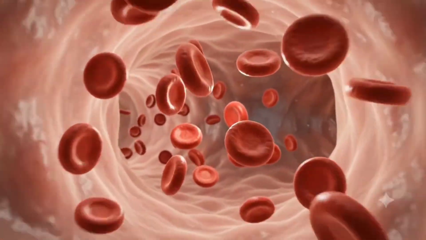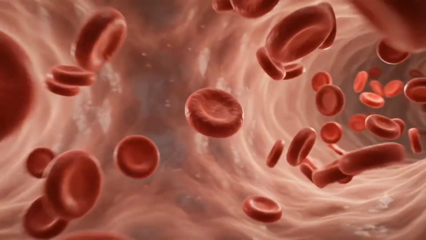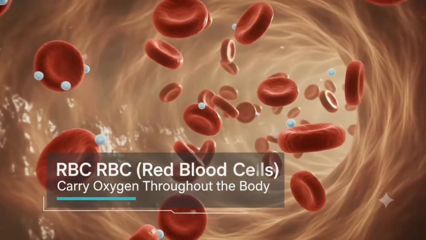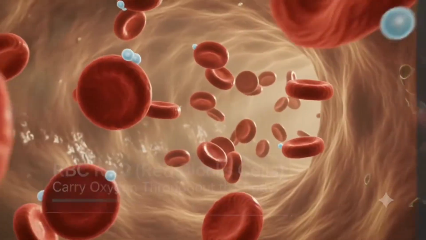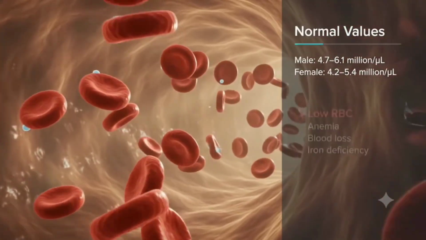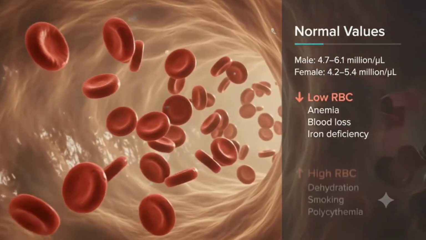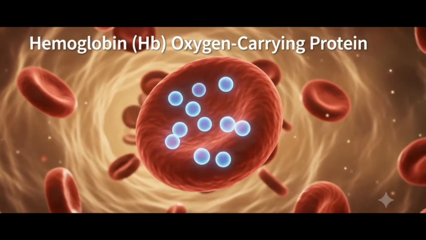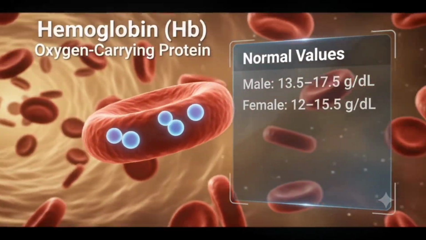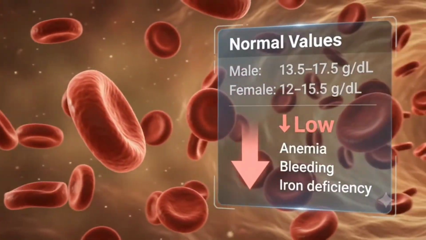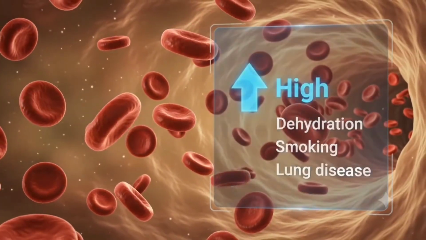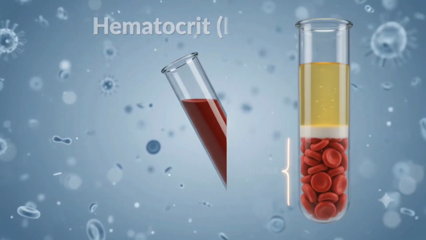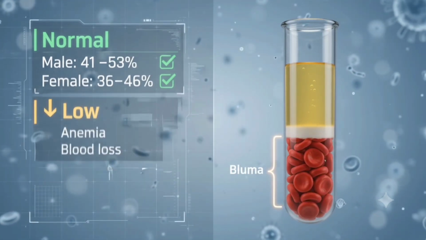Let's begin with red blood cells, also called RBCs. Red blood cells, or RBCs, carry oxygen from your lungs to every organ in the body. Hemoglobin is the protein inside red blood cells that carries oxygen throughout the body. Hematocrit measures the percentage of blood that is made up of red blood cells.